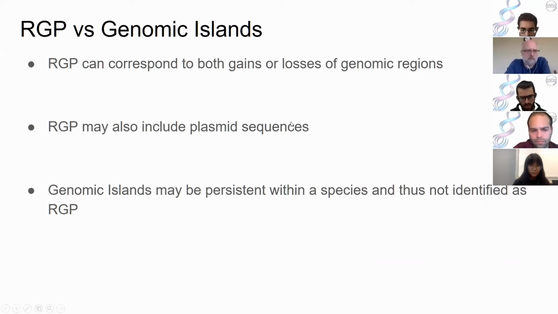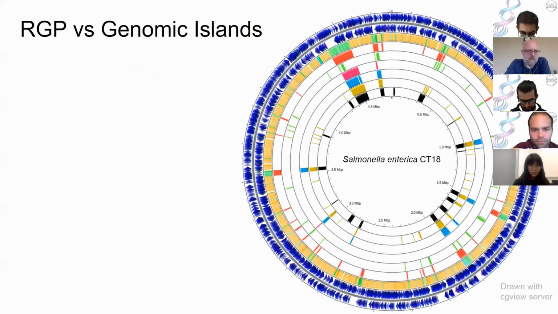RGPs can also be plasmids. And some genomic islands can be persistent within a species, or sometimes the classification relies on functional types rather than just the presence in a given genome.